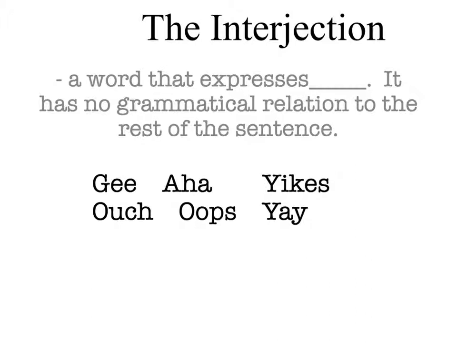The final part of speech that we'll be looking at is the interjection. It's a word that expresses emotion. It has absolutely no grammatical function in the sentence. These are words like gee, aha, yikes, ouch, oops, yay, whoopee. Onomatopoeia is often an interjection. Some words like buzz are often used as interjections.